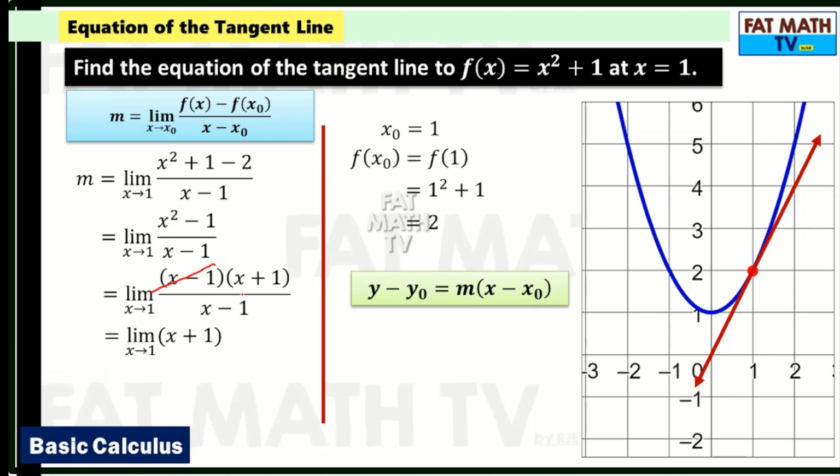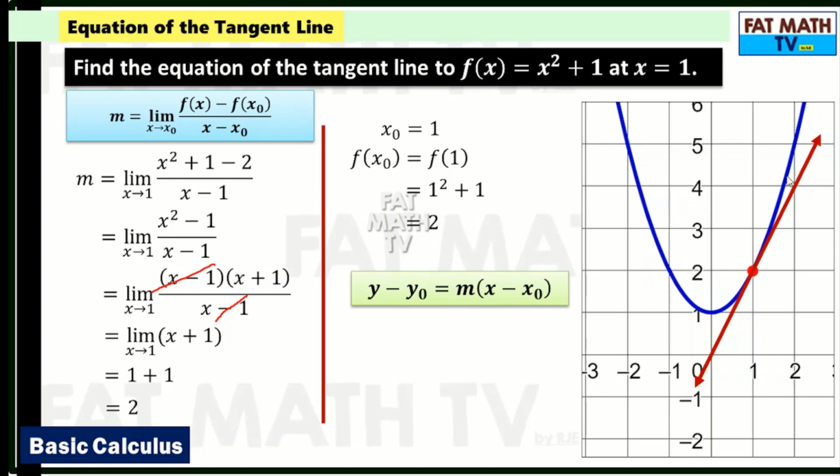So this is canceled, and we will be left with x plus 1. For the limit of x plus 1 as x approaches 1, we can already substitute. That's 1 plus 1, which is 2. So the slope of the tangent line to this parabola is 2. The slope of this red line here is 2.